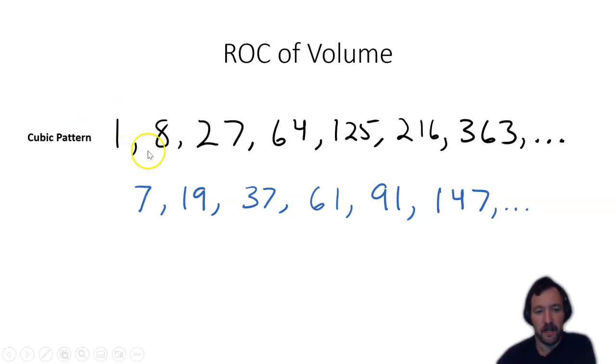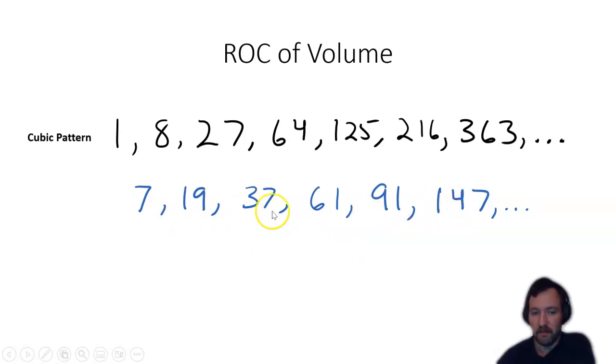But if I look at how much it goes up by each time, I put these numbers in blue. From 1 to 8 is an increase of 7. From 8 to 27, an increase of 19. 27 to 64, an increase of 37, and so on to get these other blue numbers here.